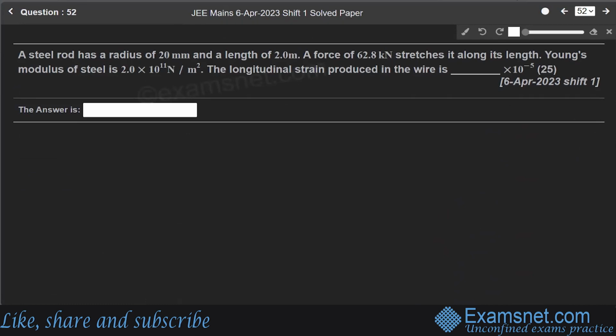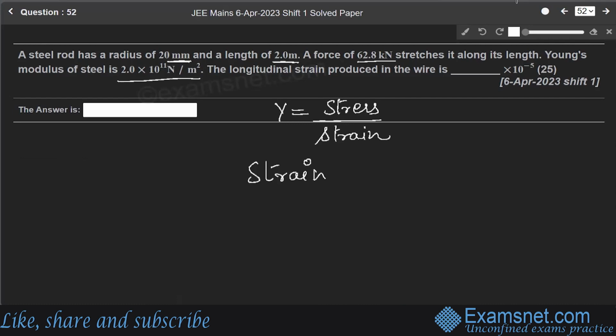A steel rod has a radius of 20 millimeter, length is 2.0 meter, a force of 62.8 kilonewton stretches it along its path. The Young modulus of steel is this, the longitudinal strain. Simply using the formula, we can find out the desired answer. Young's modulus Y is equals to stress over strain. So we have to find the longitudinal strain. So strain will be equals to stress over Y.